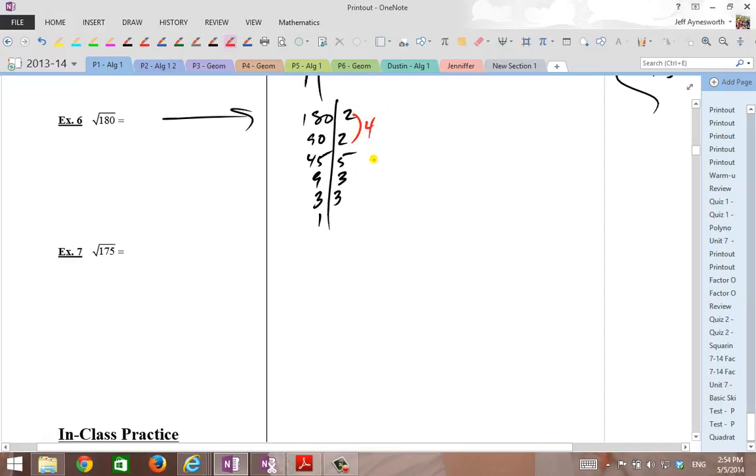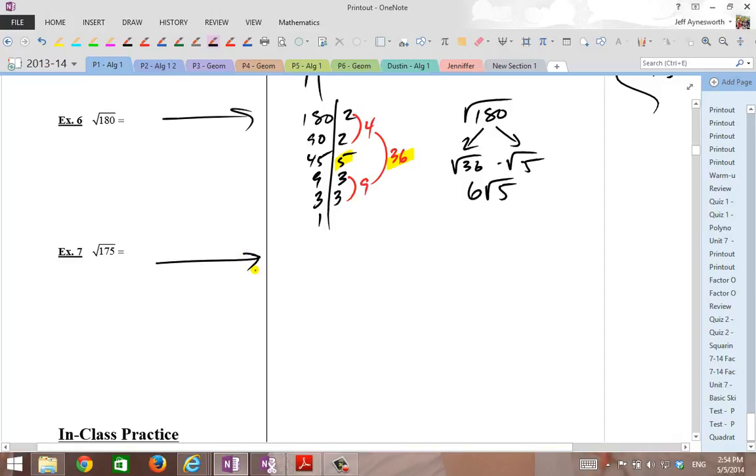Now, check this out. I see a square here and I see a square here. And what you need to learn is that a square times another square gives you a bigger square, 36. 36 times 5 is 180. And I bet you didn't know that initially, did you? All right, but you do now. So we're going to take root 180 and split it as root 36 times root 5. Well, root 36 is just 6, and so my end result is 6 root 5. And that's all there is to it. You just play the game. You factor the number and you look for squares.